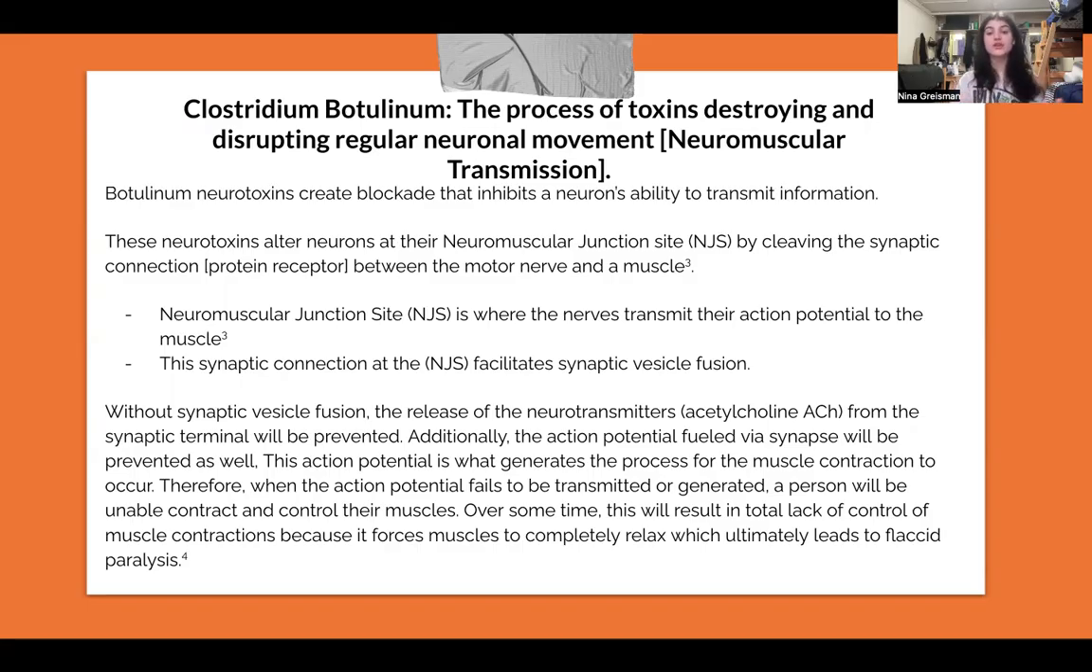allows and releases the neurotransmitter acetylcholine from the synaptic terminal. And this will be prevented if the action potential isn't generated. Additionally, the action potential fuels the synapse, so that will be prevented as well. And the action potential is what generates the process for the muscle contraction to occur. Therefore, when the action potential fails to be transmitted or generated, a person will be unable to contract and control their muscles. And so over some time, this will result in total lack of control of muscle contraction because it forces muscles to completely relax, which ultimately leads to flaccid paralysis.